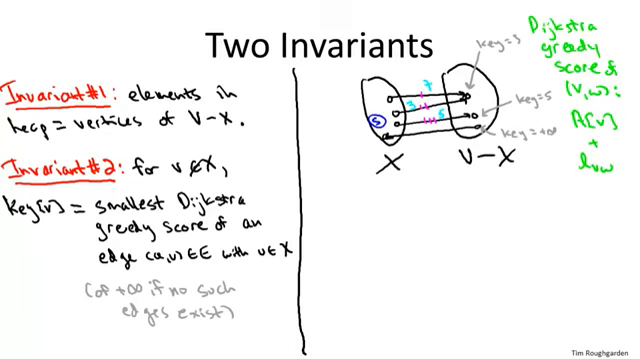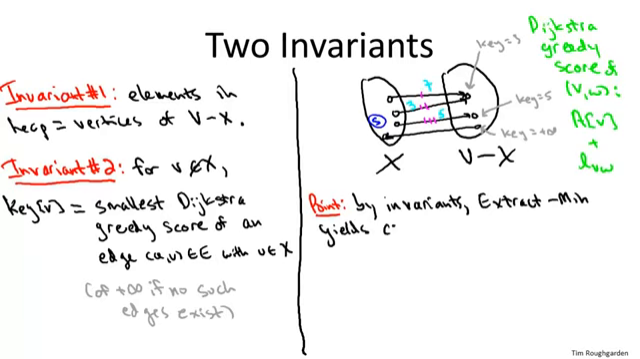So each of the vertices of V minus X has proposed their local winner, and then the heap in an extract min just chooses the best of all of those local winners. So that's the final proposed vertex that comes out of the heap. The point is that if we can successfully maintain these two invariants, then when we extract min from this heap, we'll get exactly the correct vertex, W star, that we're supposed to add to the set capital X next.